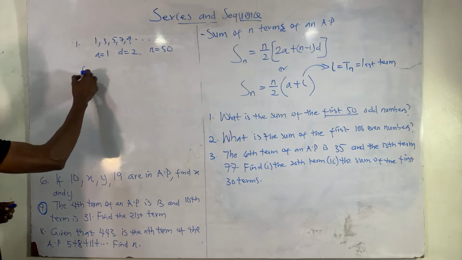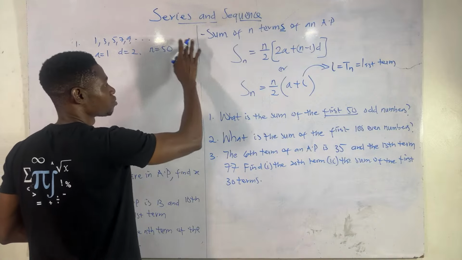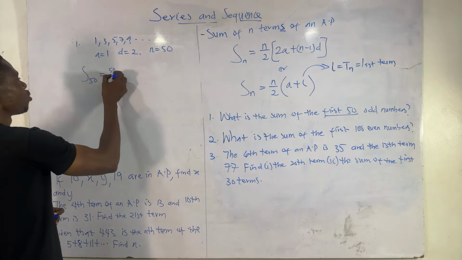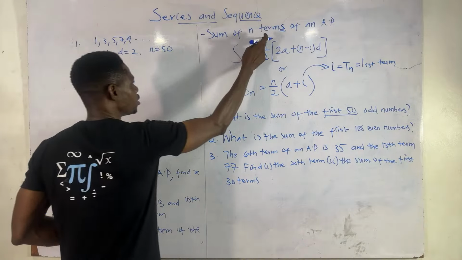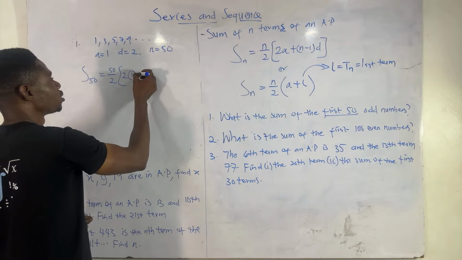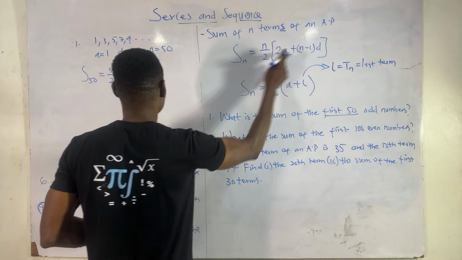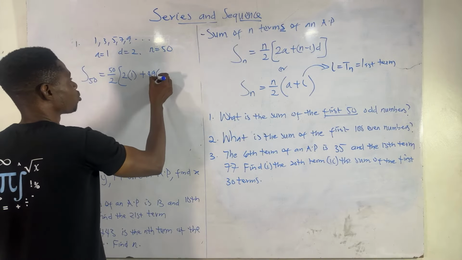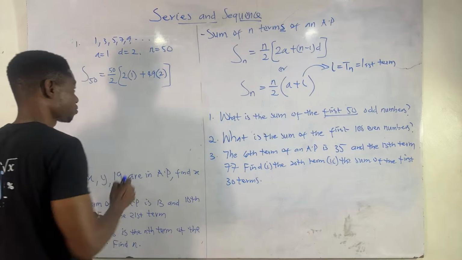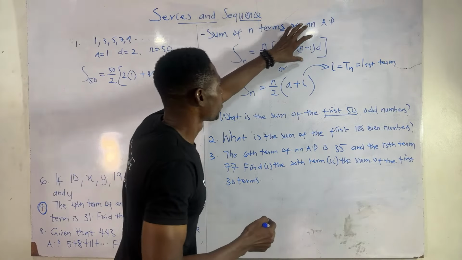So S50, following this formula, since we don't have the last term, we cannot use the other one, so we'll use this one. S50 equals 50 over 2, that's n over 2, into 2 multiplied by a, which is 1, plus (n minus 1), 50 minus 1 is 49, times d. Our d is 2. Look at it very well, I'm just inserting these values into this formula.